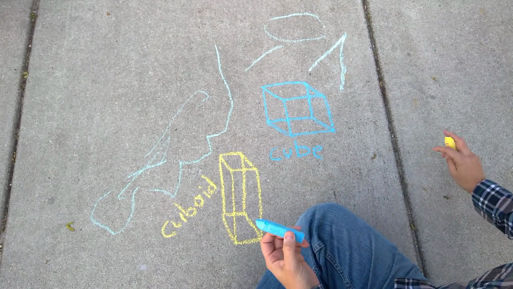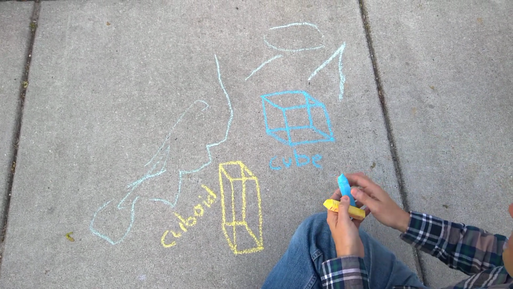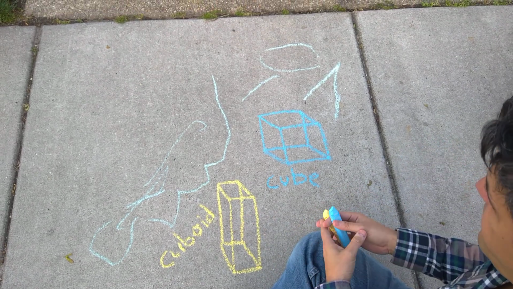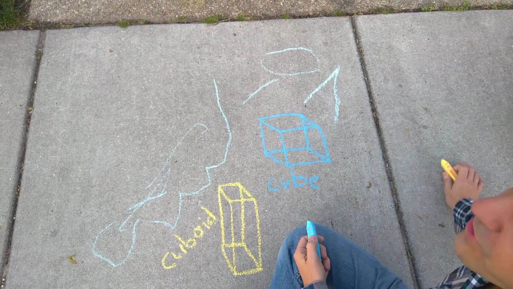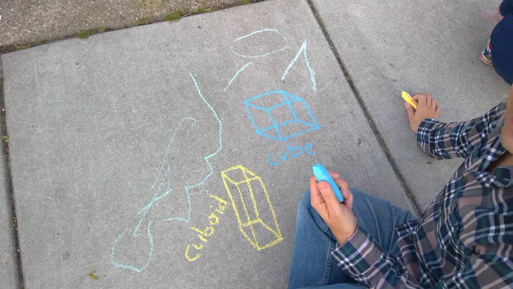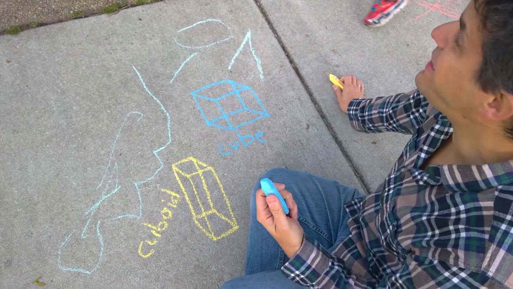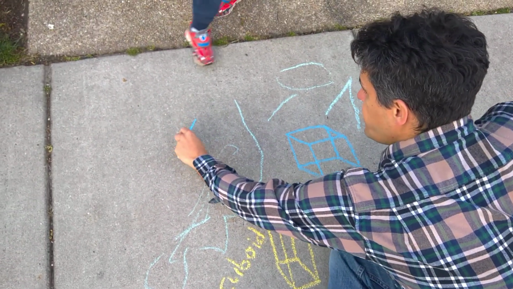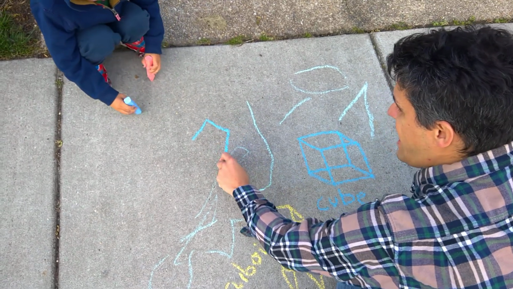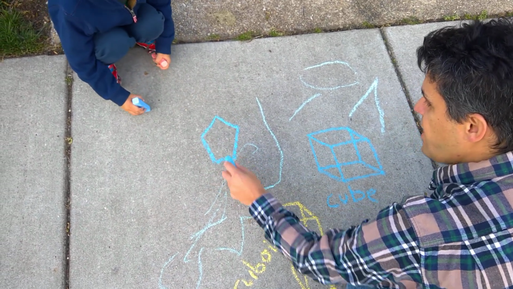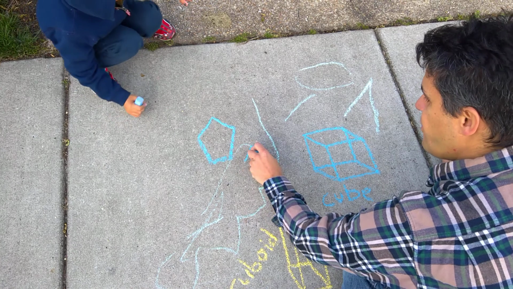You can do this with any shape. In fact, if you wanted to do, this is a really tricky one, what's called a pentagonal prism, which is a three-dimensional pentagon, here's what you do. You draw a pentagon, which is kind of like a house. Okay, hold on, Taki. And then you put another one.